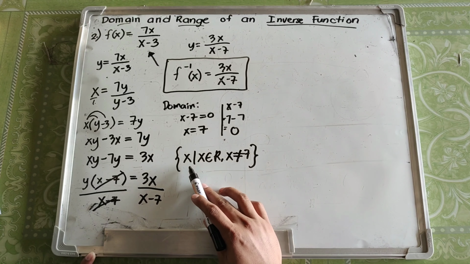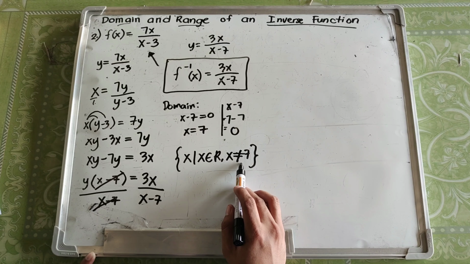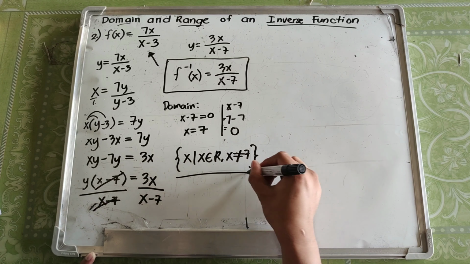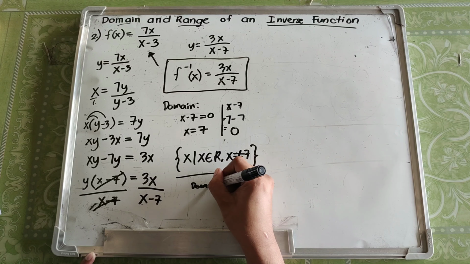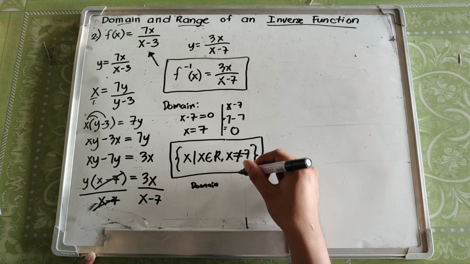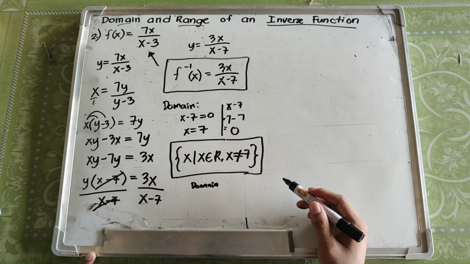Therefore, our domain is x such that x are the elements of all real numbers except 7, because 7 can make the denominator 0. So, this is now our domain, the domain of an inverse function.